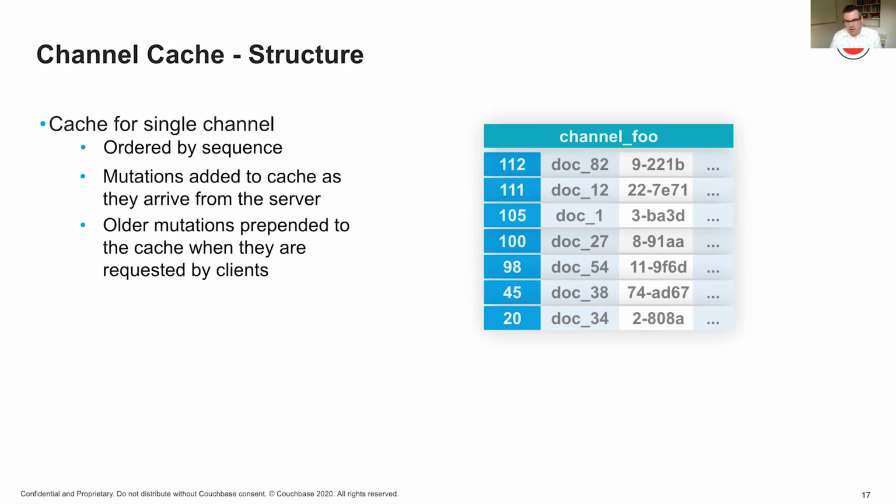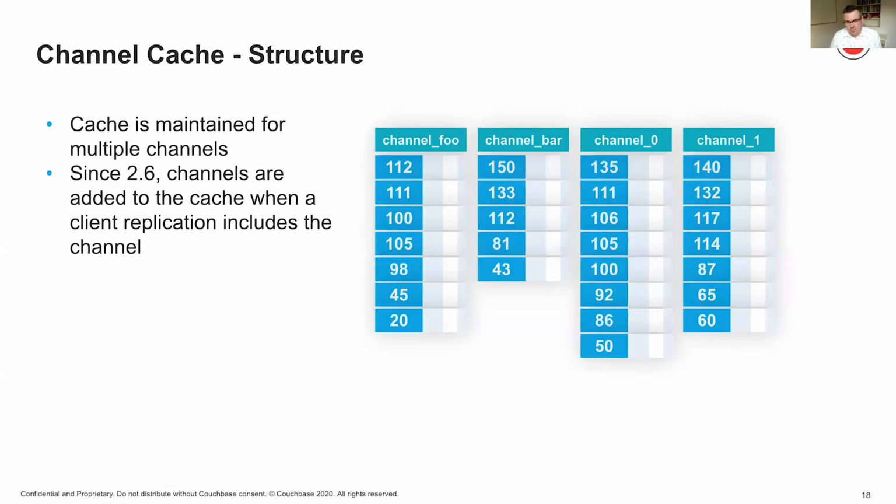But obviously, Sync Gateway can have many channels. And so the channel cache has multiple instances of that per channel history that I was just showing. Since Sync Gateway 2.6, channels are only added to the cache when a client replication requests that channel. So initially on startup, Sync Gateway's channel cache starts empty, and channels are only added to that cache when a client connects and requests changes for, for example, channel foo or channel bar.